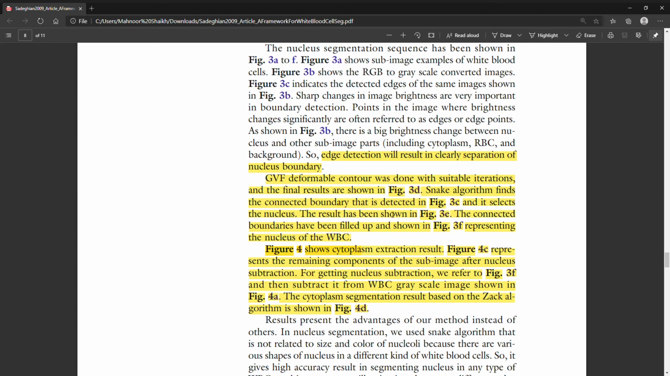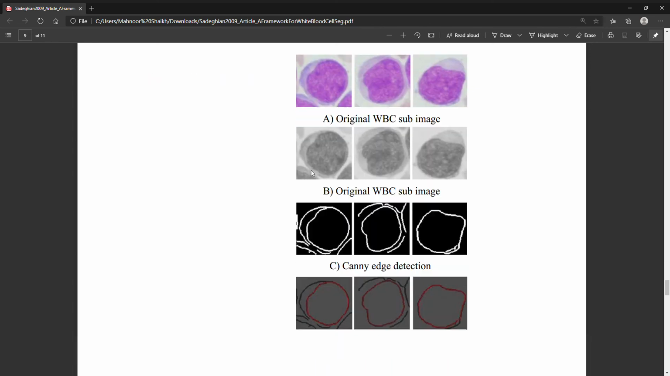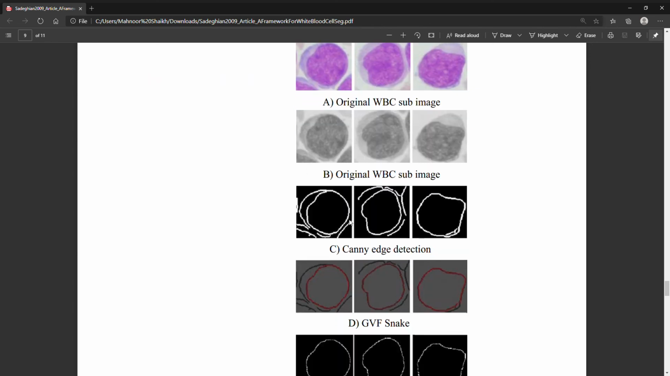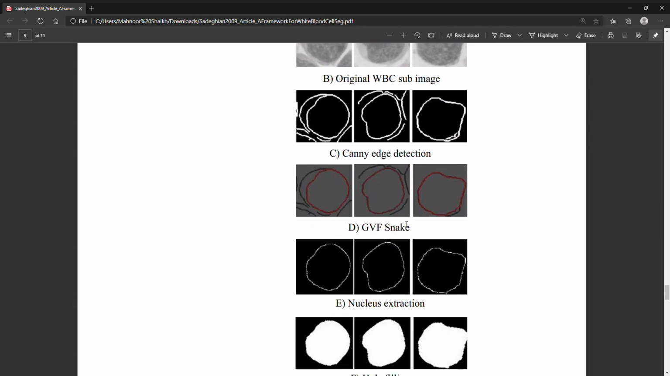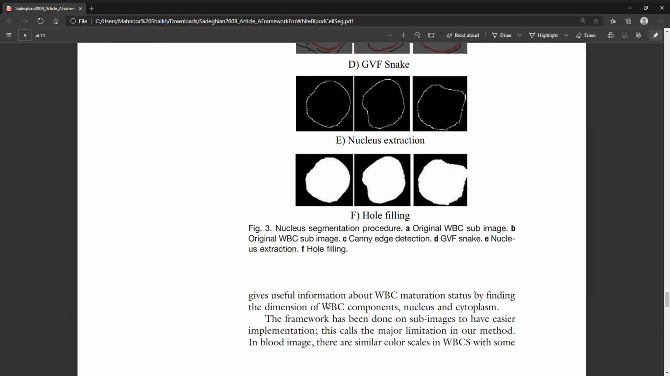So the results are for nucleus and for cytoplasm. For the nucleus, these are the original WBC subimages, and then those are converted into grayscale images. Then the edge detection algorithm, which is Canny edge detection, is applied to find the edges. After that, the GVF snake algorithm is applied to find the boundaries of the nucleus. Once that has been identified, the nucleus has been extracted, and finally the results are shown in the last image.